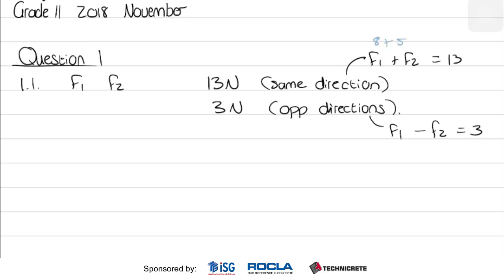If we substitute in here, 8 plus 5, you get 13. If you substitute in 8 minus 5, you get 3. So already we know the answer is 1.1 A.